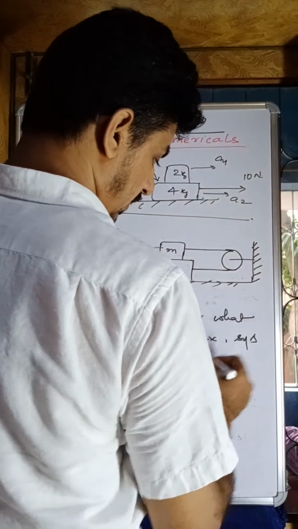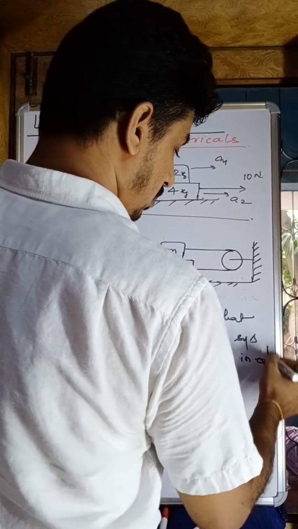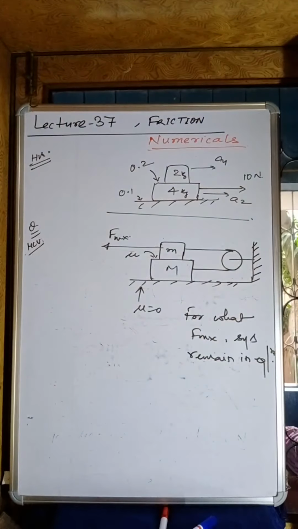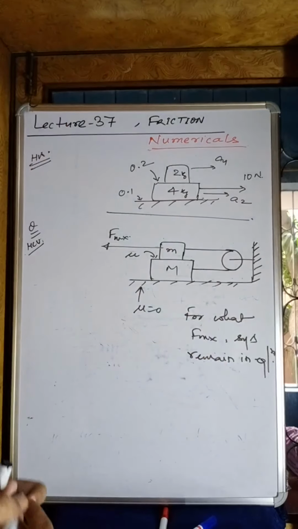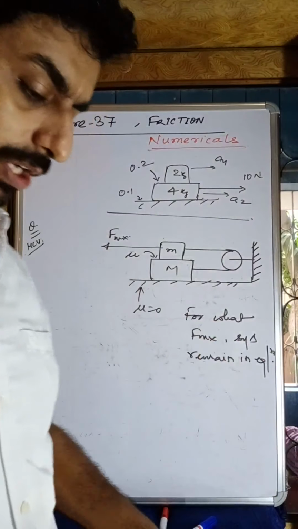System remain in equilibrium. Alright, system remain in equilibrium. How much maximum force can we apply? This is the question. Could you solve it, my dear student? If you can solve, try to solve it.